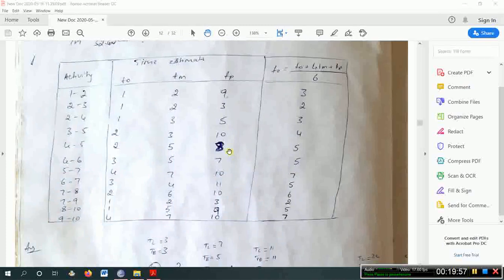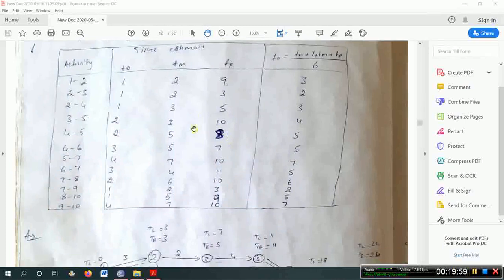Before solving PERT problems, you need to understand how to construct the network. Here is one example. They give activity 1 to 2 in the question, up to here. They may give it in this format or in some other format, which I will explain later. This is one type of question they have asked: activity 1 to 2, 2 to 3, 2 to 4, like that, and the time estimates they will give.